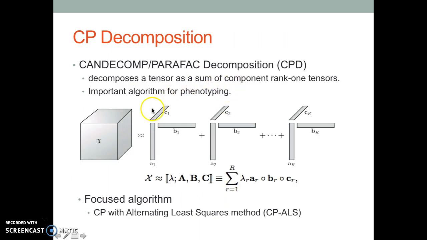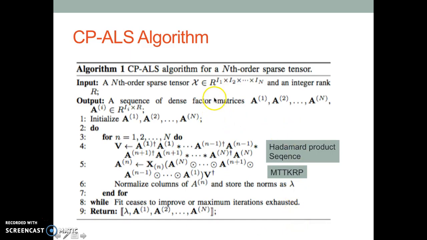CP decomposition decomposes a tensor as a sum of component rank-1 tensors. It is an important algorithm for phenotyping. We represent the rank using R here. In this work, we focus on the CP-ALS algorithm. CP-ALS takes a sparse tensor and a given rank R as input and outputs the sequence of factor matrices.